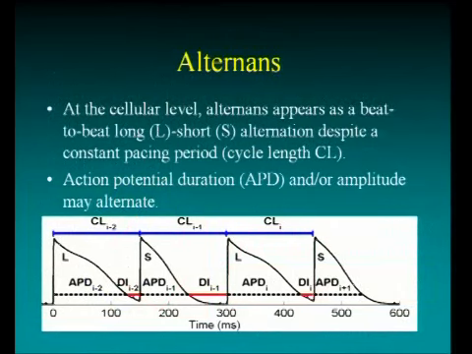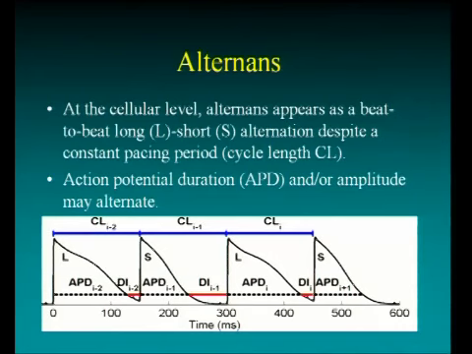The reason why we're interested in alternans is because it does often precede more dangerous arrhythmias like ventricular fibrillation. And here you can see it degenerating into that rhythm. So again, alternans does appear at the cellular level as this beat-to-beat alternation, so a long action potential followed by a short, and on and on.